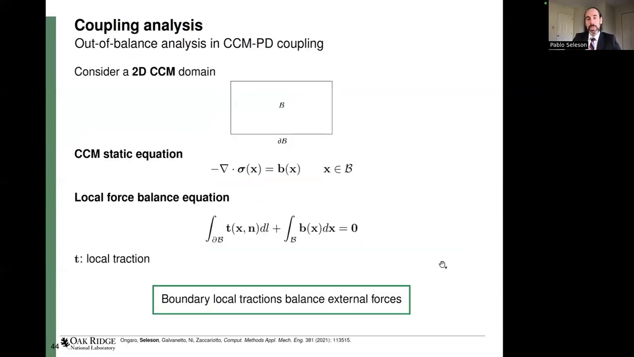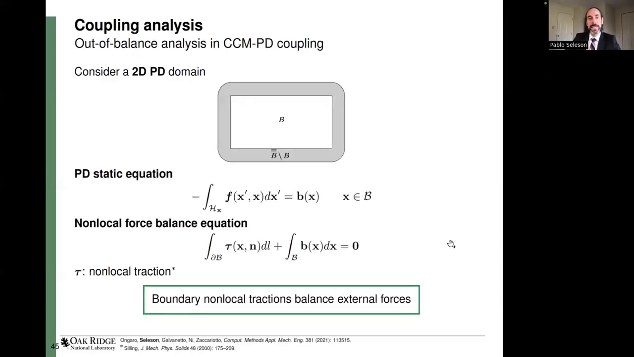Let's look into 2 dimensions now. Now we have a more complex domain. We have the classical equation. We can integrate over the domain and obtain a local force balance equation again, so that the boundary local tractions balance the external forces. Similarly, in 2 dimensions, we have now a collar of width delta, a non-local boundary region. We have the static equation, and if we integrate again over the domain, we obtain a non-local force balance equation with the non-local tractions.